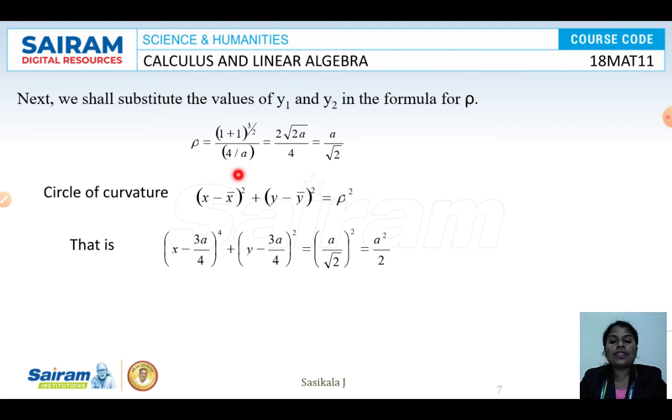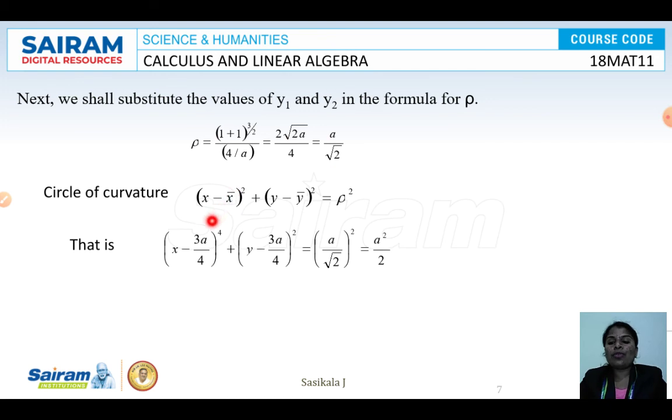The circle of the curvature relation is nothing but x minus x bar the whole square plus y minus y bar the whole square equal to rho square, the radius of curvature. So I need to find here rho. Rho is equal to 1 plus 1 the whole power 3 by 2 by 4 by a, which is 1 plus 1 is 2. So 2 root 2 a by 4, which is equal to a by root 2. So these 2's will get cancelled. I have a 2, here root 2. So the 2 in the denominator I can write as root 2 into root 2. One term will get cancelled. You will get a by root 2.